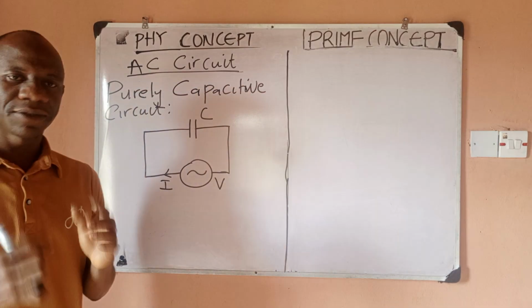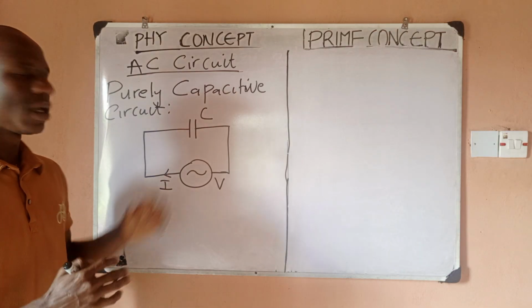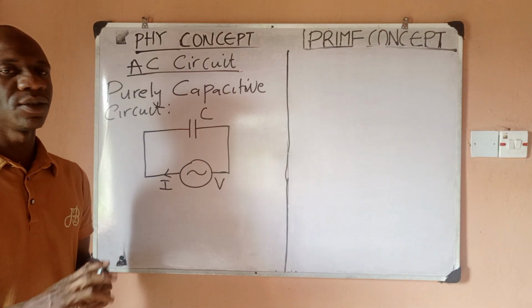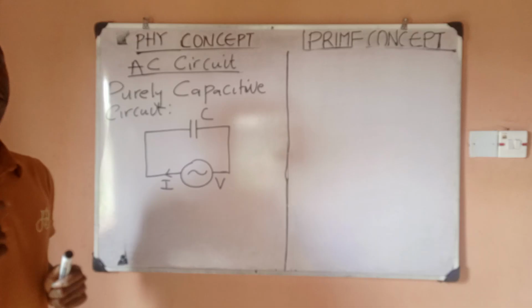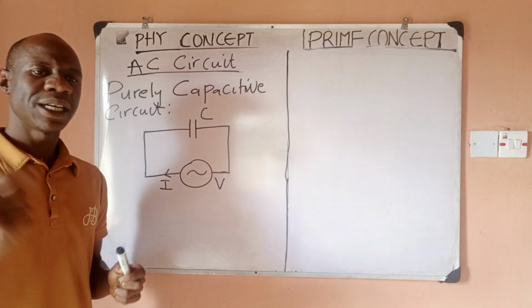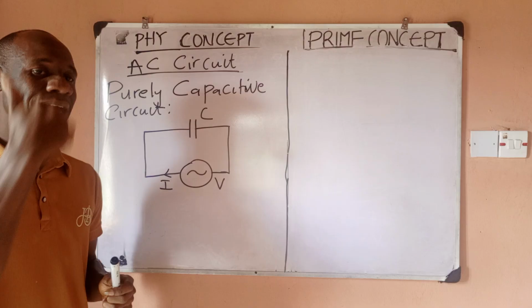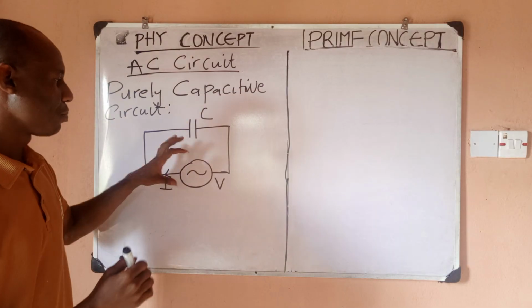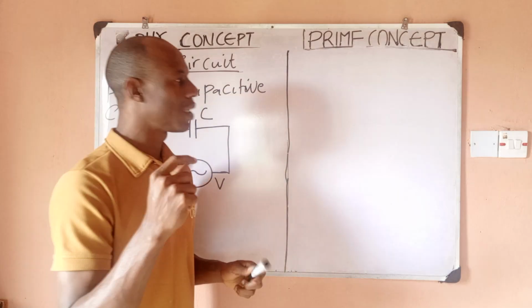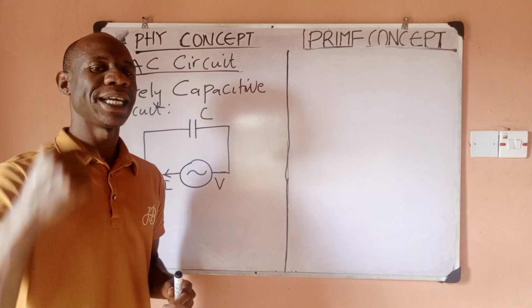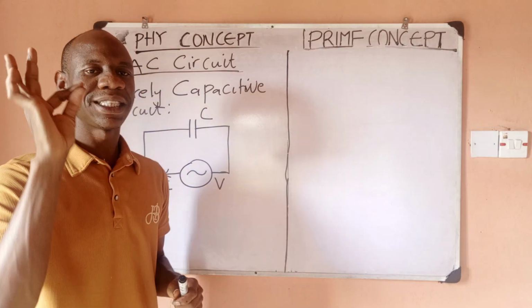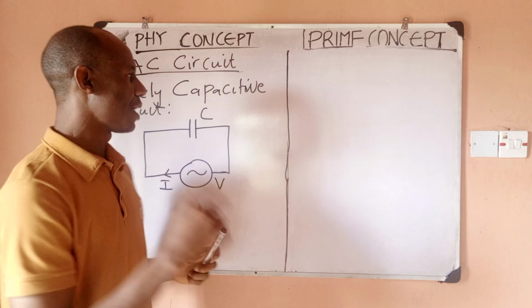Now, what is one very important thing we want to know about the purely capacitive circuit? For a purely capacitive circuit, current leads voltage. Current is ahead of what? Voltage. For a purely capacitive circuit, current leads voltage by a phase angle of 90 degrees. So let me quickly write it.